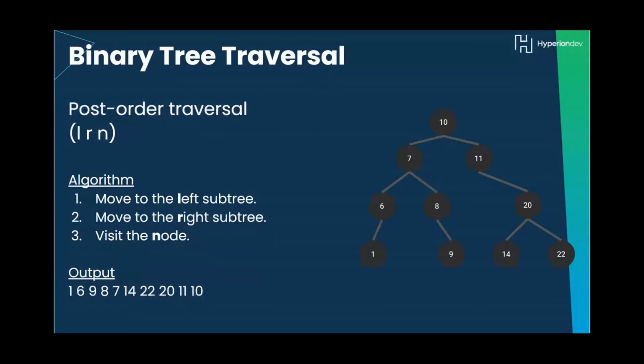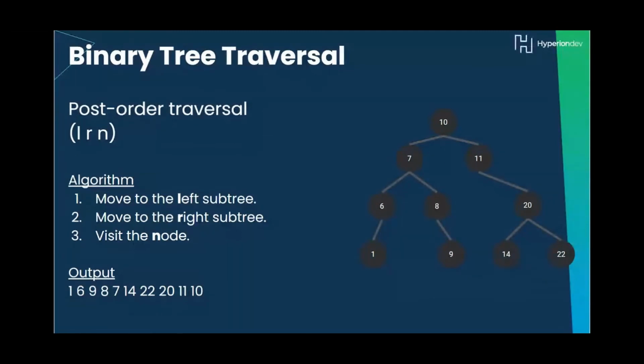Next, we have the post order traversal. So notice how the policy changed over here. We move left, then to the right, then we visit the node. And let's see how we will actually traverse this one. So we start at 10, we move to the left, right? Now that we're at 7, it still has all of its rules, so we need to move left again to 6. Then 6 still has all of its rules.